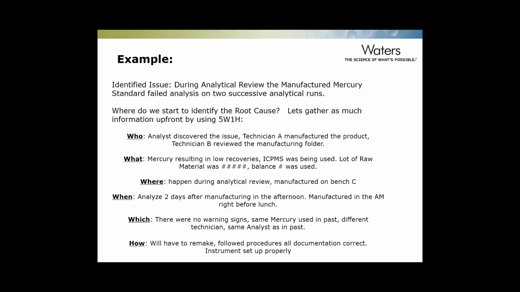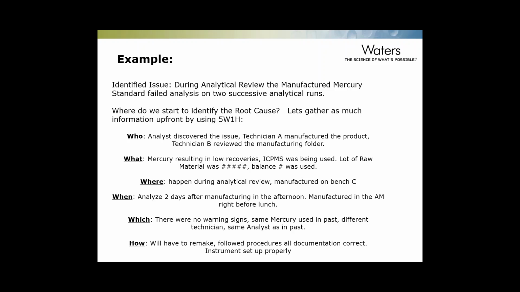All right, so let's gather some information up front, and let's use the 5W1H for the occurrence. So, the who? The analyst discovered the issue. All right, who else was involved? Technician A manufactured the product, and then a technician reviewed the manufacturing folder to make sure that the product was made in accordance with the concentration level that we were planning to make. All right, so what was the problem? What was the issue? What happened? Well, the mercury resulted in low recoveries.